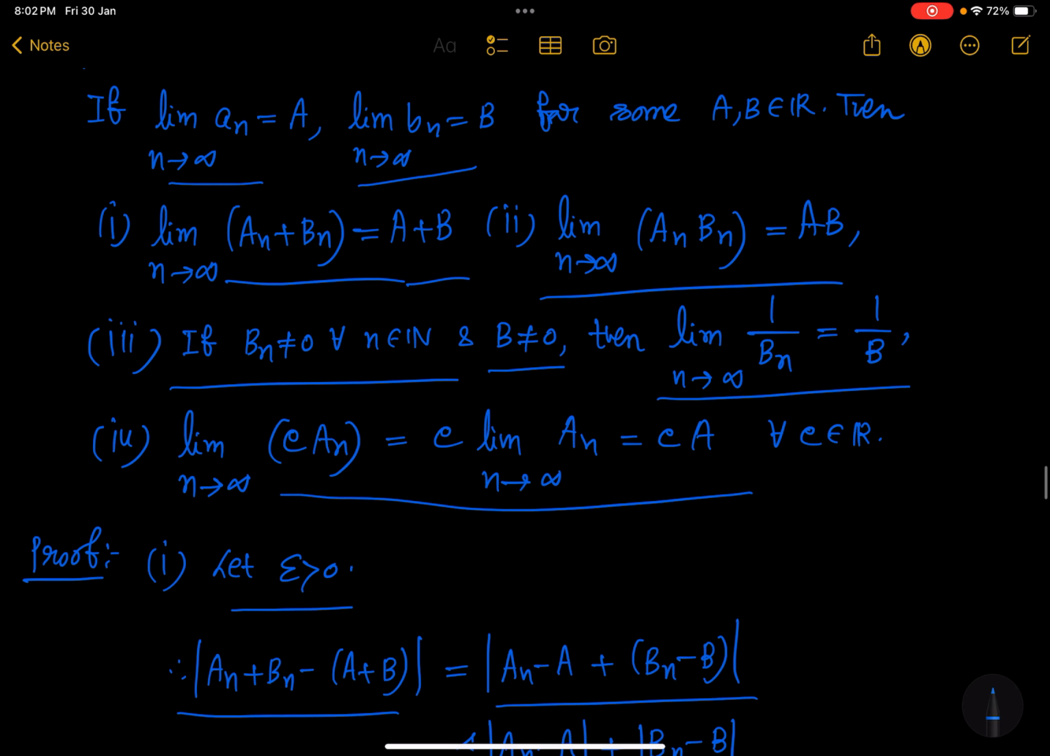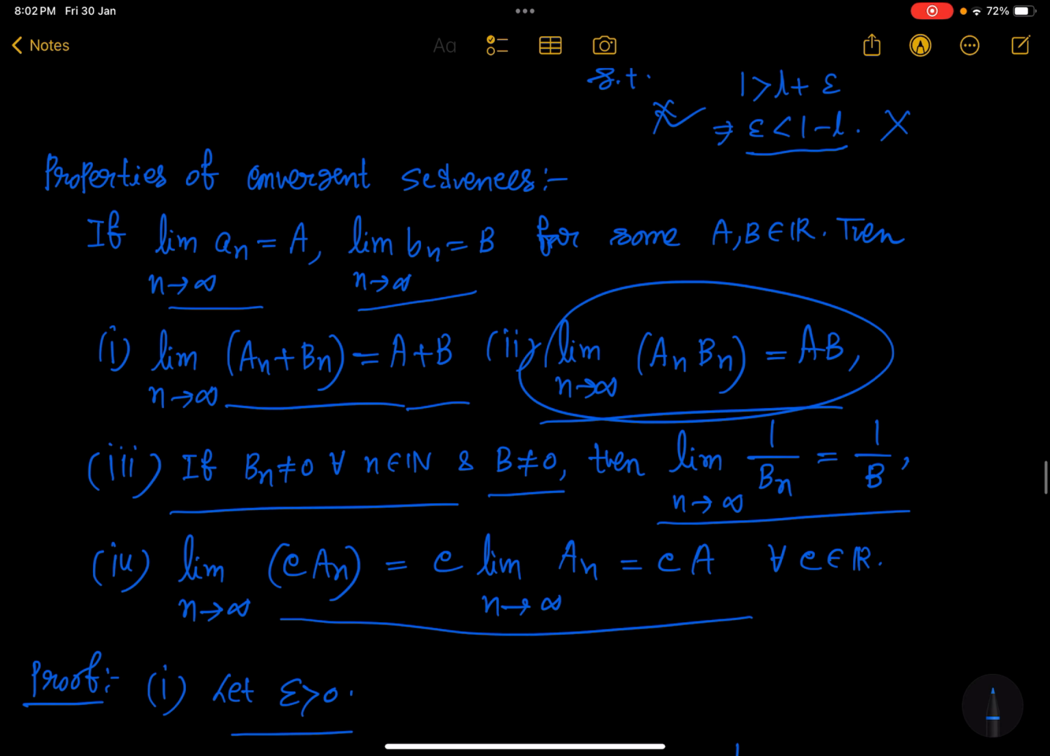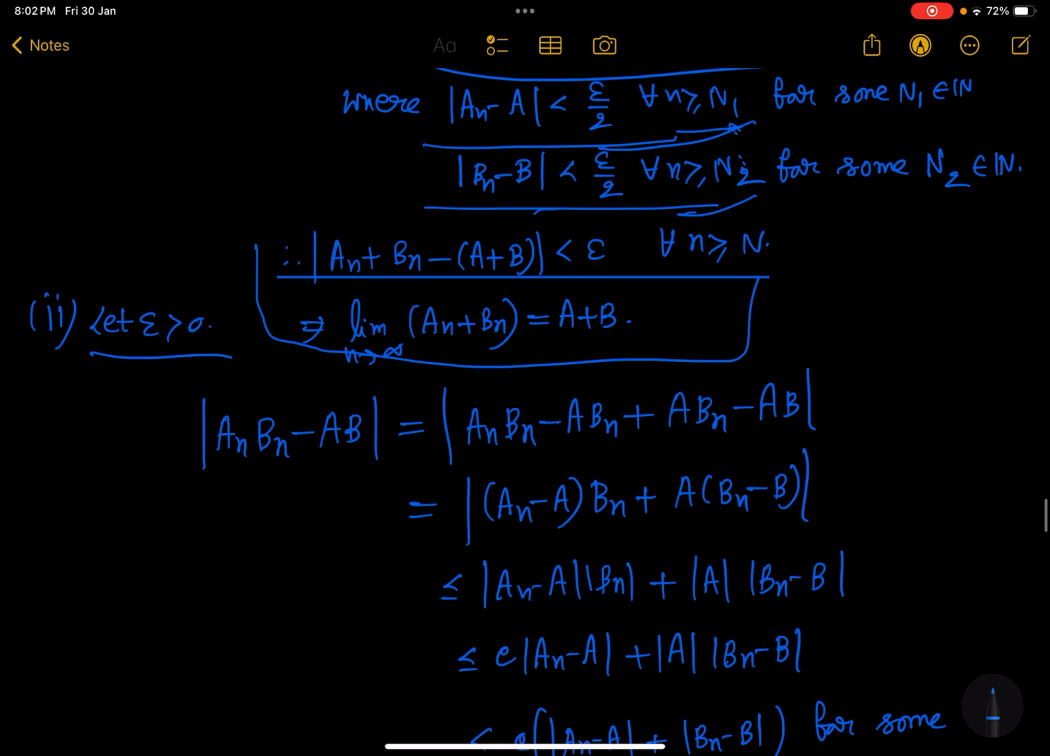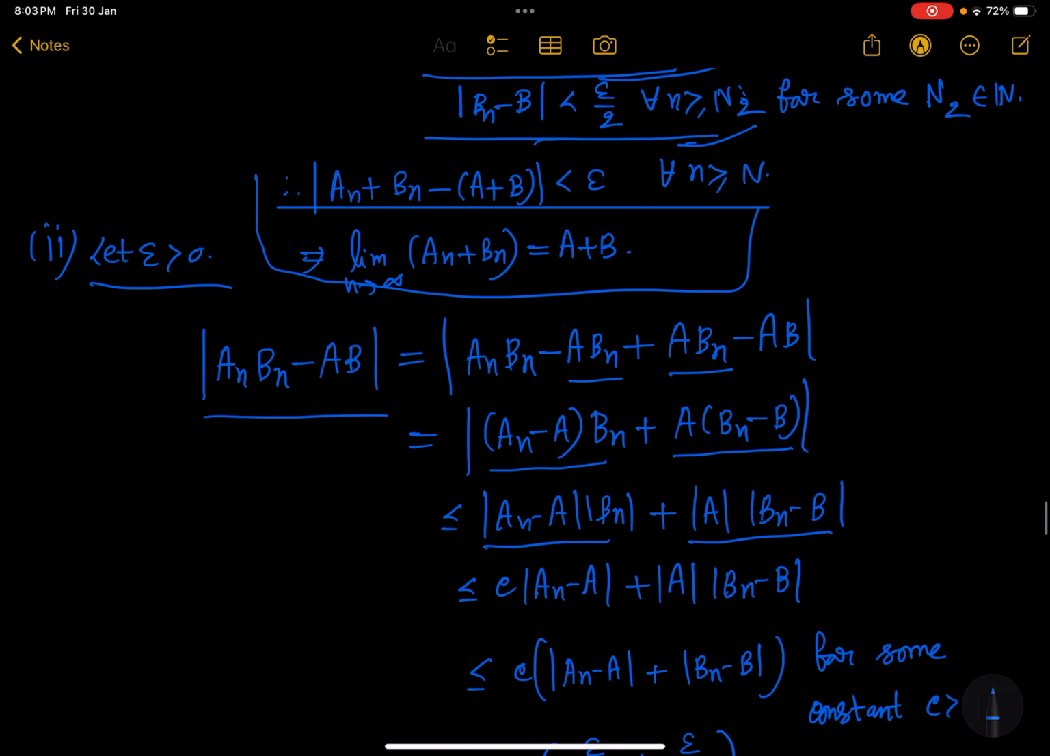Now the second part. The second part is about the limit of the product of two convergent sequences. Again, let epsilon be positive. Now consider this, and add and subtract a b_n. So for the first one you get (a_n - a) times b_n. For the second one you get a times (b_n - b). This is less than or equal to this, plus this is less than or equal to this, right?